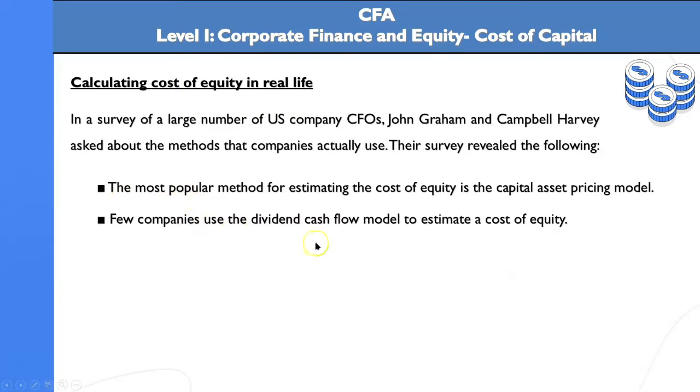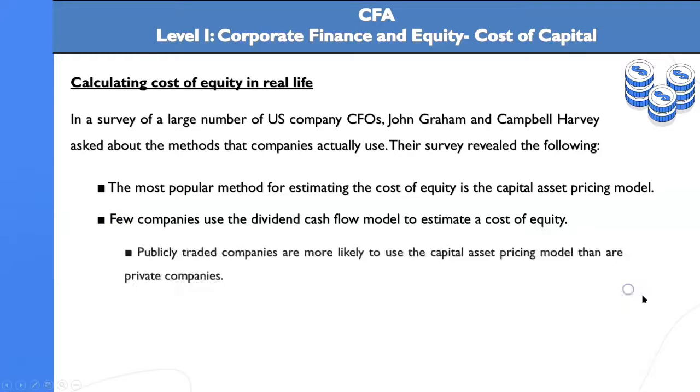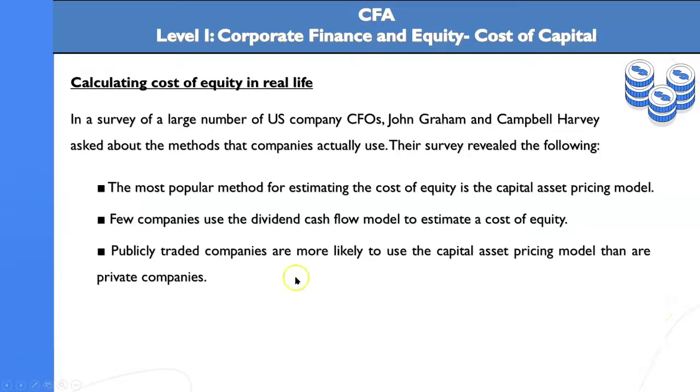Very few companies use this because dividends keep fluctuating. Also the share price in the market keeps fluctuating frequently. So it's not a reliable way. This is why only a few companies use that method. Publicly traded companies, that is, listed in the stock market, are more likely to use the CAPM. As I mentioned, the big sharks in the market use it.